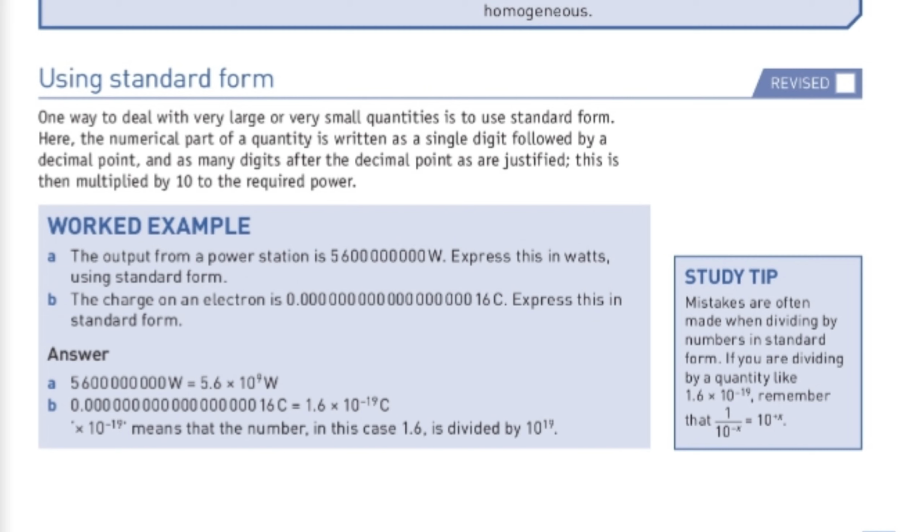Worked example: A. The output from a power station is 5,600,000,000 watt. Express this in watts using standard form. B. The charge on an electron is 0.00000000000000000016 coulomb. Express this in standard form. Answer: A. 5.6 times 10 to the power 9 watt. B. 1.6 times 10 to the power minus 19 coulomb.